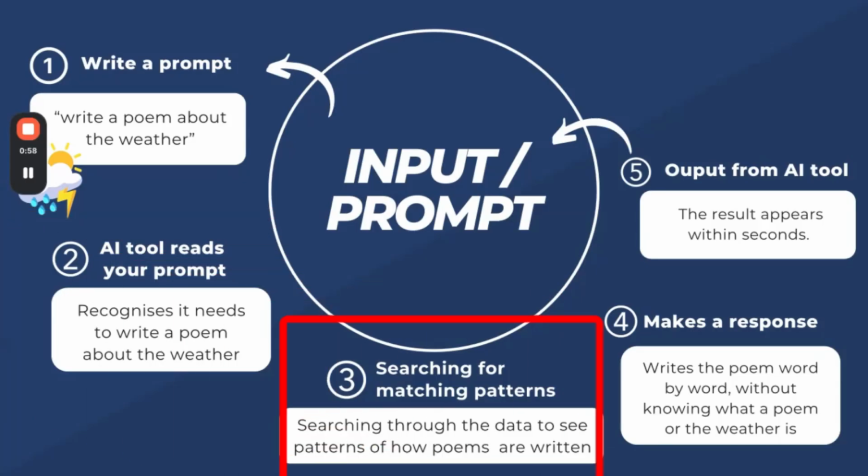Then the AI will be searching for patterns. The tool has been trained on a very large amount of written text, such as books, articles, or websites. From that training, it has learned how language is typically used in different settings. It now searches through those patterns to find how poems are generally written. Then it looks at which words and phrases are commonly associated with weather. Each word is chosen because it's the most likely word to follow the previous one in this context. The result appears within seconds. The user can then respond again with a new prompt, asking to edit it or, for example, change the topic.